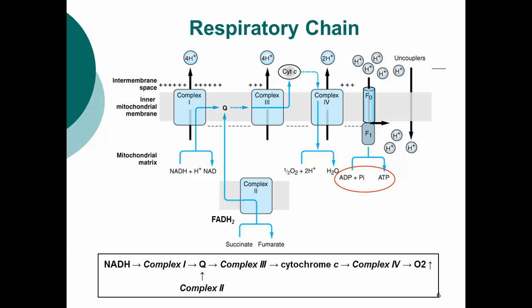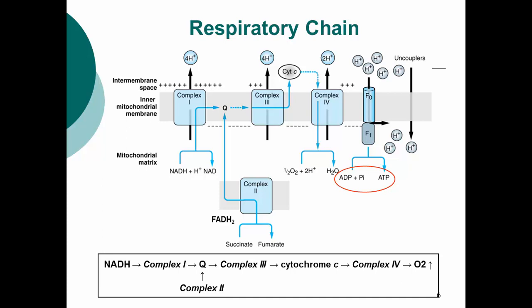So here I think it gives you a better idea, more clear. You can see that again, complex 1, 3, and 4 are the proton pumps and are located on the inner mitochondrial membrane, right? They can pump protons out of the mitochondria across the inner mitochondrial membrane and generate a proton gradient. And this proton gradient eventually allows protons to be transported back to the matrix by the enzyme called ATP synthase.